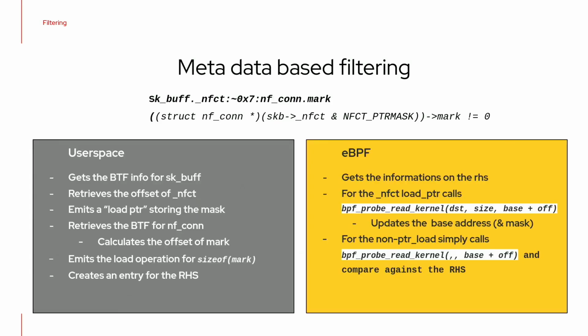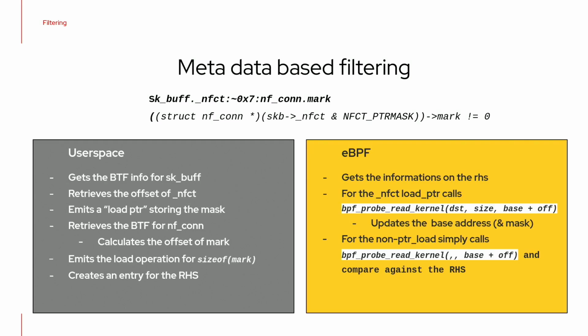And this is a quick overview of how the previous example of the nf_conn mark match works. Things are slightly different for bit fields or strings, but most of the operations apply. User space gets the BTF info for struct sk_buff, determines the offset of the nfct member, and creates an entry in a map that represents a load pointer operation. It then gets the BTF info of nf_conn and proceeds to calculate the offset of mark, creating another entry in the map with the required information for loading it. An additional entry for the right-hand side literal is created.